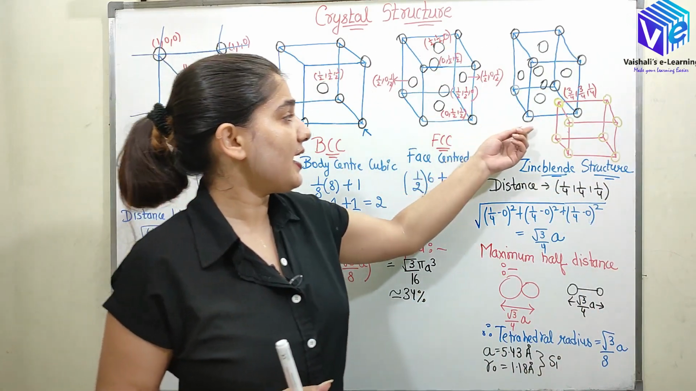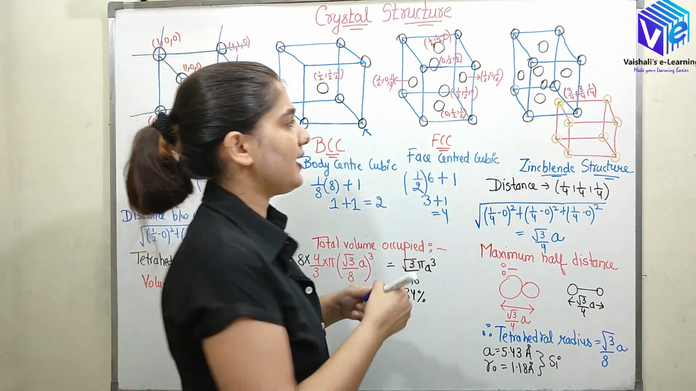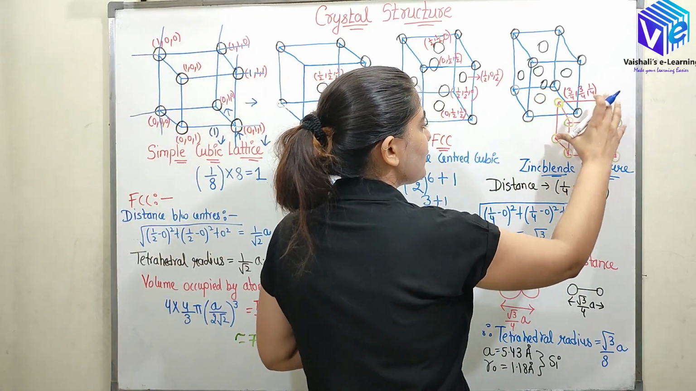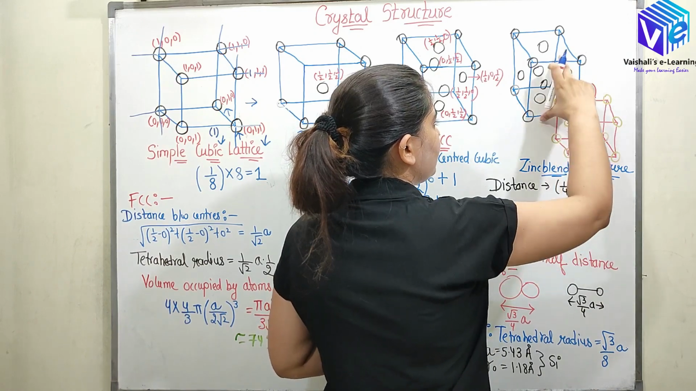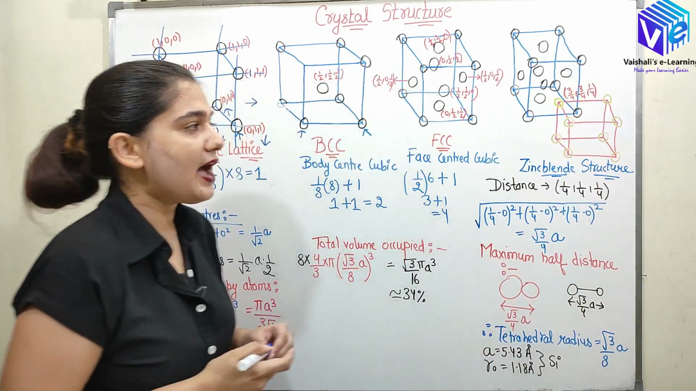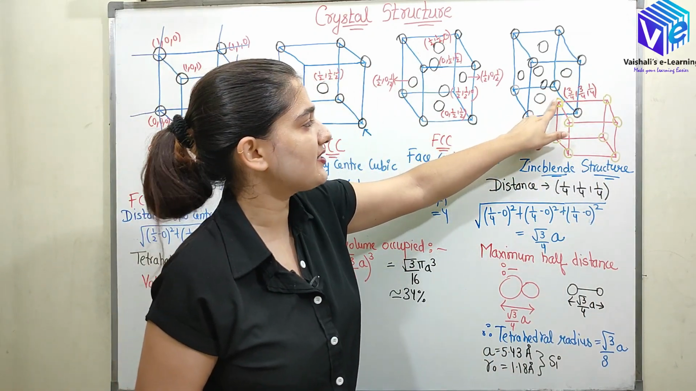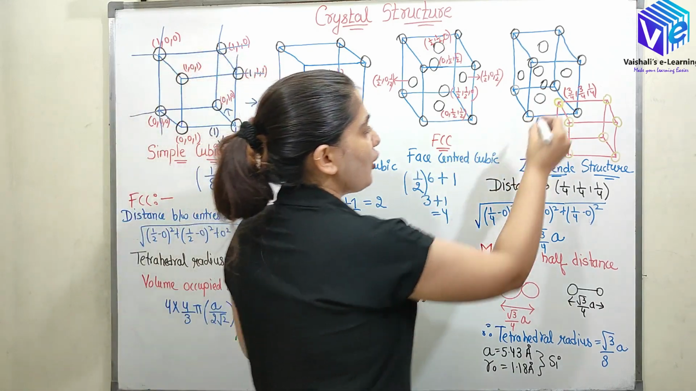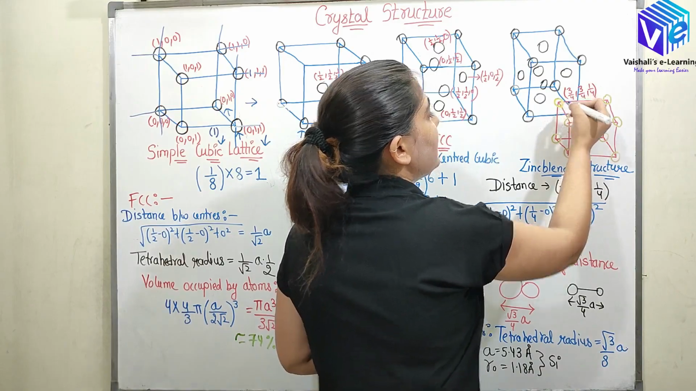Here, when I have one face centered cubic structure, I have one more cubic structure coming inside this face centered cubic structure. So we have the penetration of one cubic structure inside the other. If I have all of the similar kind of atoms here, I will have one different atom.